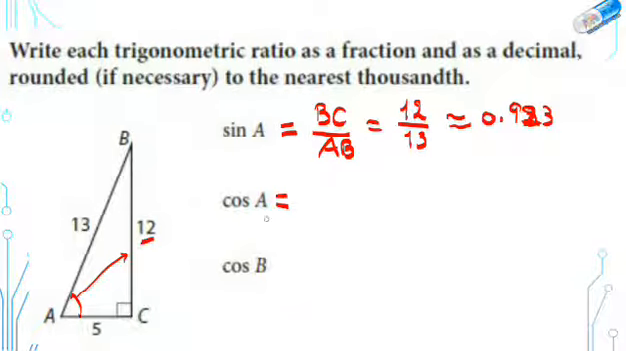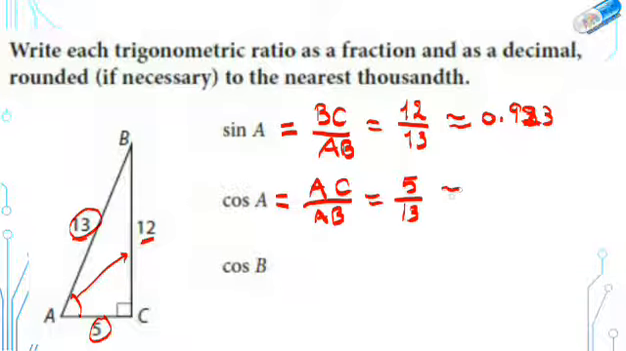The second one, cosine A. And we know that cosine of an angle A is the adjacent, which is 5, over the hypotenuse, 13. So it's equal to the side AC over AB, that is 5 over 13. Again, using the calculator, you can find the number and round it to the nearest thousandth, 0.385.